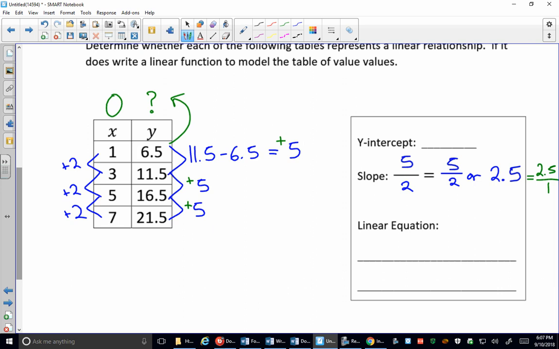So how do we get here? So we need to go one jump back. So we're going to take 6.5, and we're going to take away the 2.5. Why? Our slope was a positive 2.5. That said that we were adding that much every time. So to work backwards, I got to take away, and we get 4. So now, we know our y-intercept.